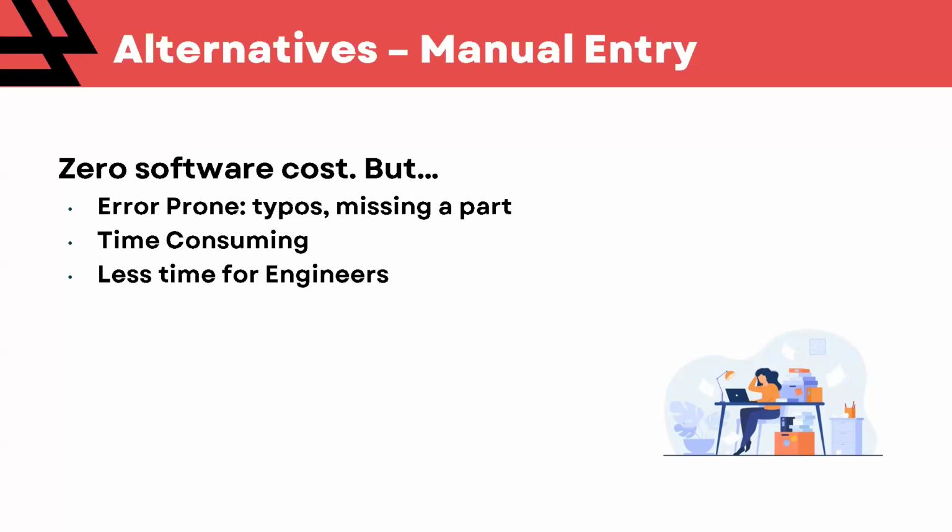The benefit of manual entry is that there's zero software costs. However, these customers do complain about typos or misinformation that can lead to late shipments or mistakes in the BOM. It's time consuming, so engineers who would much rather spend their time designing and testing are spending time manually entering information into Epicor, and they get to spend less time doing what they love, which is design.